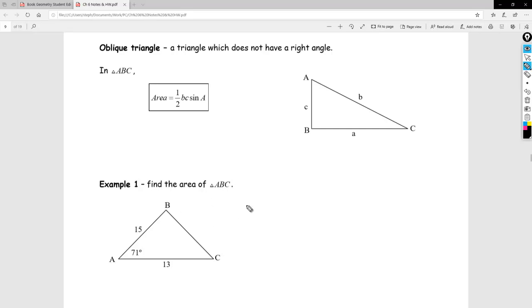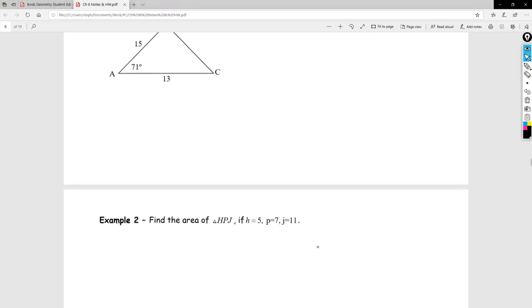So again, super simple. My area is just 1/2. I'm going to use the side lengths that I'm not using for my angle. So 15, 13, sine of 71. Alright, so we just straight plug in. We end up getting their area is 92.188. Super simple. Okay, moving on.